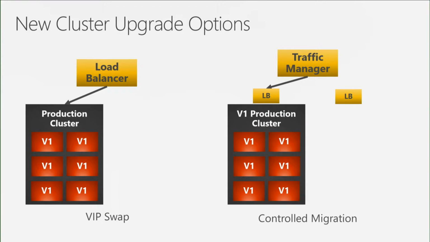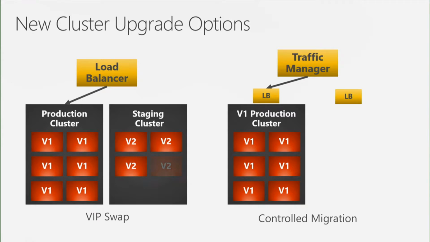Another 2 ways of doing upgrades are the more expensive ways. So here, I have a production cluster, and it's running 6 instances of my service version 1, and then there's usually a load balancer that you have in front of these clusters. And what you could do is stand up a whole other cluster with a whole other set of virtual machines. So you're now paying for twice the number of virtual machines during this process. And then we put version 2 of the code in that new cluster, the staging cluster we'll call it.